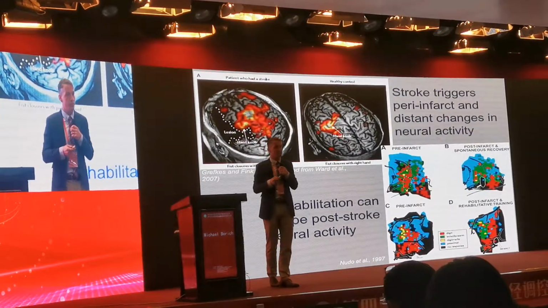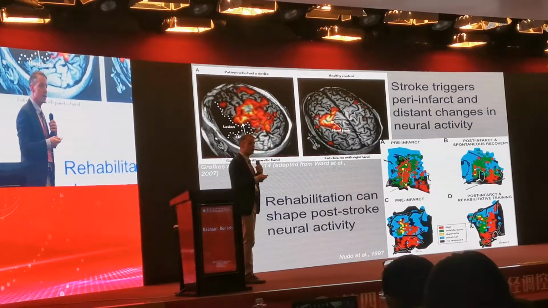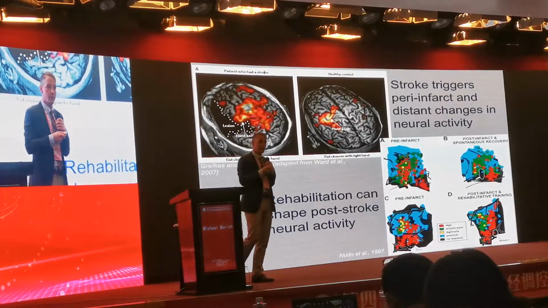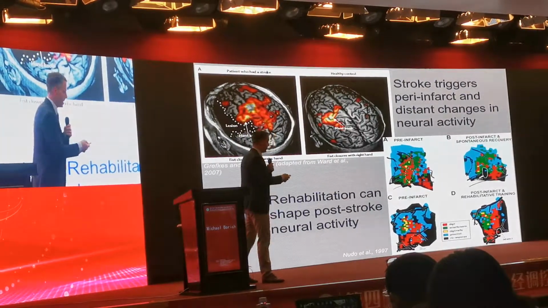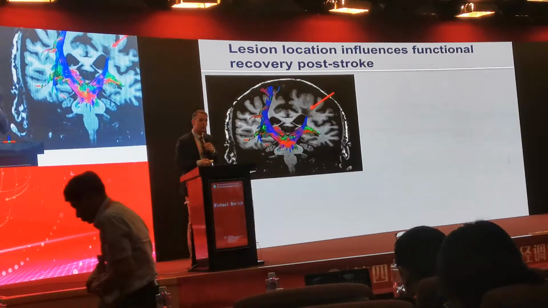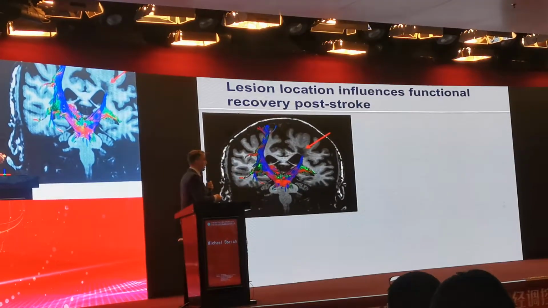So this is some of the first work that informed our understanding that rehabilitation changes the brain, and that this change in the brain underlies a change in behavior. Of course, the lesion location will influence how one recovers from a stroke.